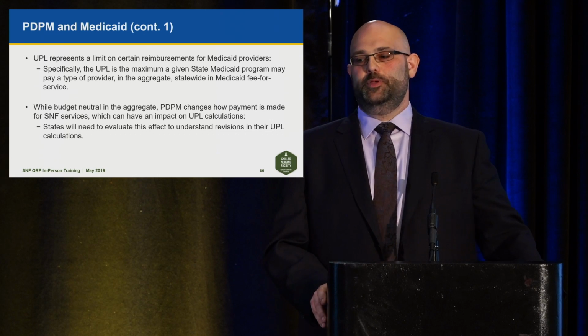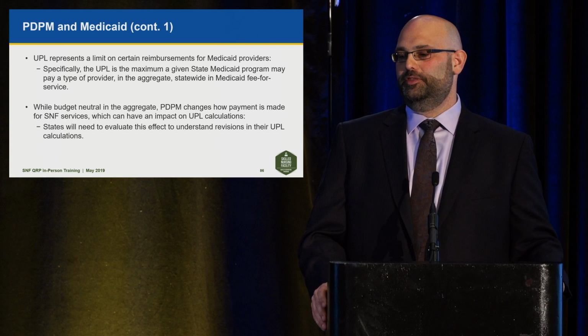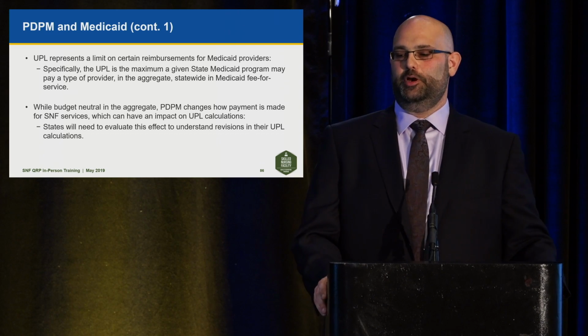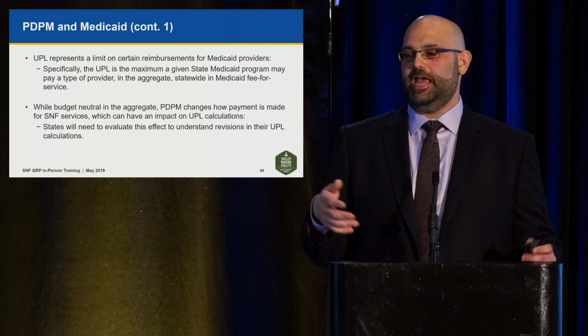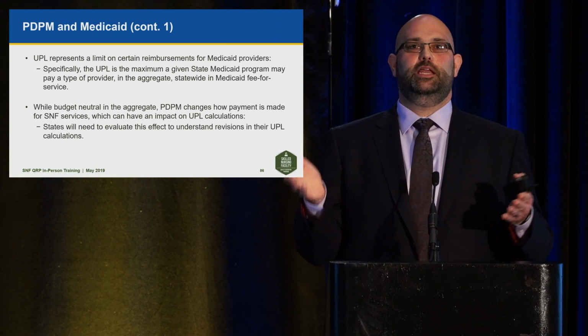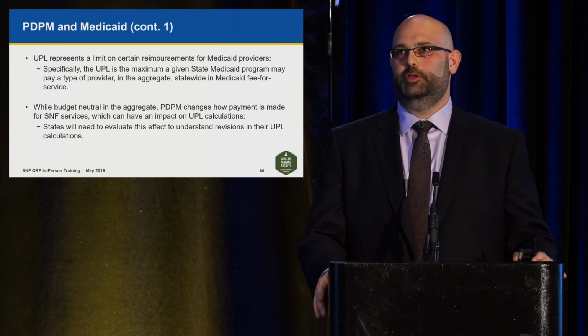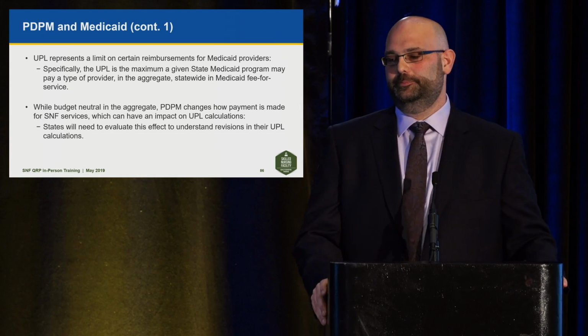The first one, the UPL calculation, and we have here the definition of UPL. If you're not familiar with it, it's the maximum a given state Medicaid program can pay for a given type of provider in the aggregate for Medicaid fee-for-service. It's basically the supplemental payment that's made over base payments if the base payments don't get to where Medicare payment principles would have dictated.